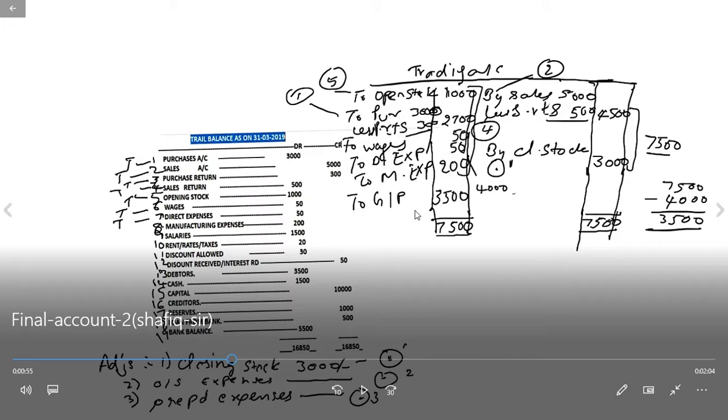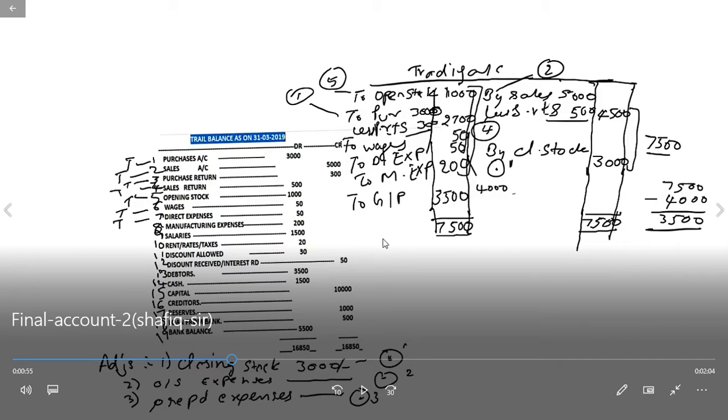So this side, if it comes carried down in trading account, we consider it as gross profit. In some instances, carried down may come this side when the total of this side is bigger than the total of the other side. But here we fortunately have the bigger total on the credit side. As such, we got carried down this side. When you get carried down this side, it is gross profit.